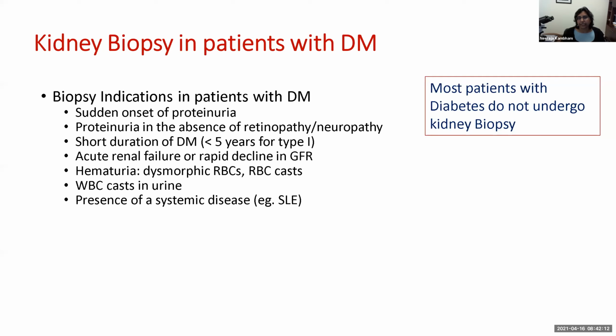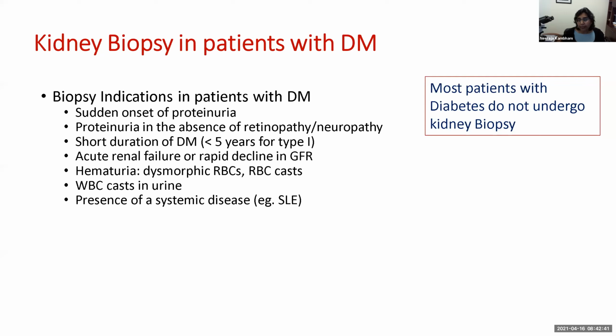There are some indications, like sudden onset of proteinuria. Usually there's a progressive increase in proteinuria. If there is a sudden onset of proteinuria, or if there is proteinuria in the absence of retinopathy and neuropathy, or if the duration of diabetes is less, especially type 1, less than 5 years, you're really thinking something else is going on. Or if there is acute renal failure or rapid decline in GFR, that's another indication.